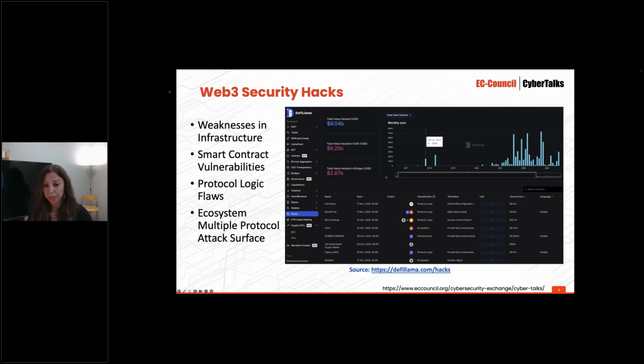So what you see is weaknesses in infrastructure, smart contract vulnerabilities, protocol logic flaws, and ecosystem where multiple protocols are involved and the attacker is taking advantage of the weaknesses, really crossing the trust boundaries and exploiting those. So when you go to this site, you can see the classifications, so each hack is going to be classified in one of these 4 categories. And then you can take a look at the actual technique that was used for that hack, that incident.